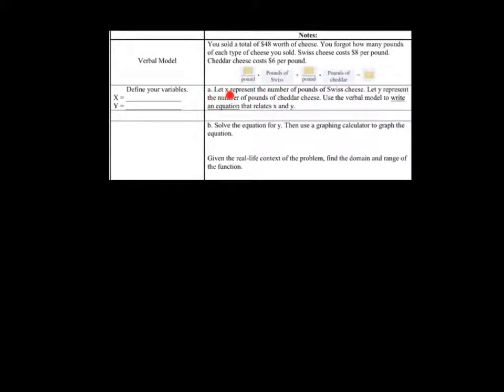It says let X represent the number of pounds of Swiss cheese. So I would expect you to define X as pounds of Swiss. And if you continue reading, it says that we are going to let Y represent the number of pounds of cheddar. So for Y, you're going to have pounds of cheddar.